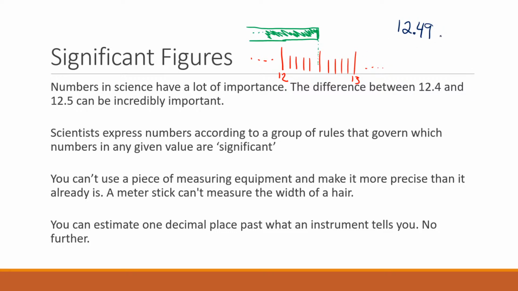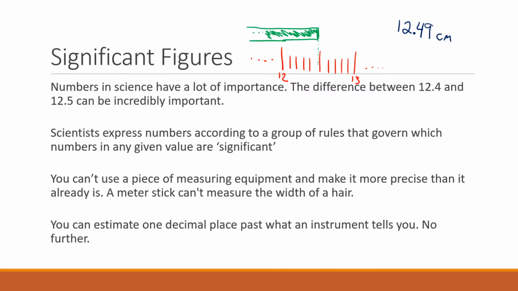The instrument gives me the tenths place, which means that I know all of this because that's directly from my tool, and I'm allowed to estimate the one place past that. The rules of significant figures say that we trust you, the person making the measurement, to be able to estimate one place past whatever the instrument gives you, which in this case is the hundredths place.